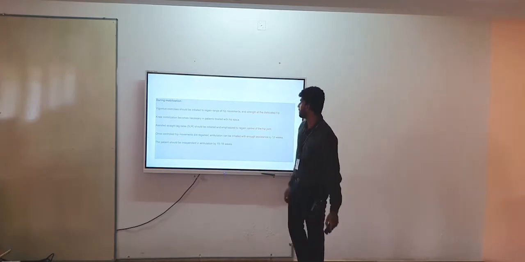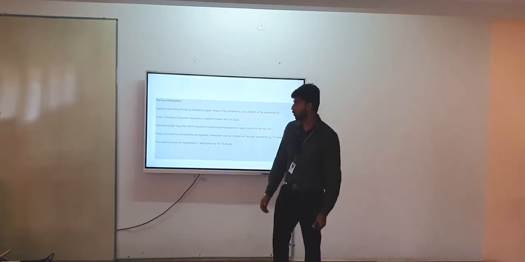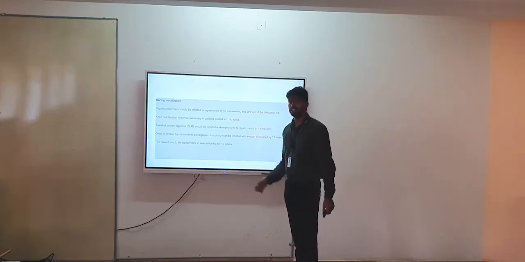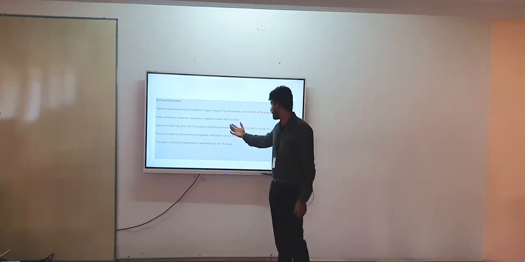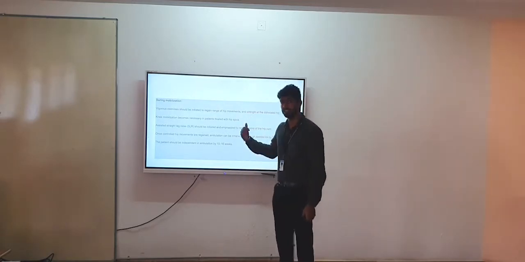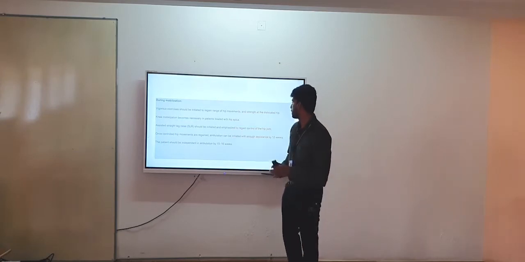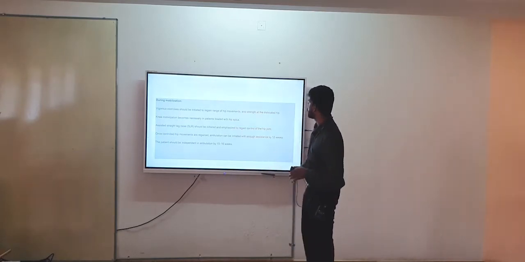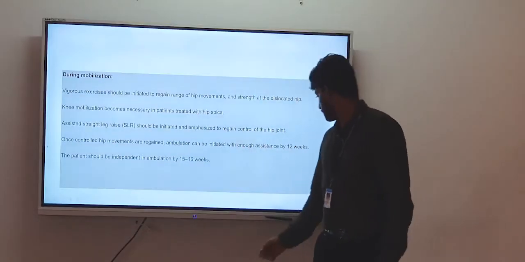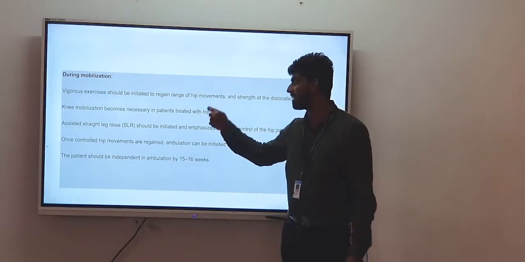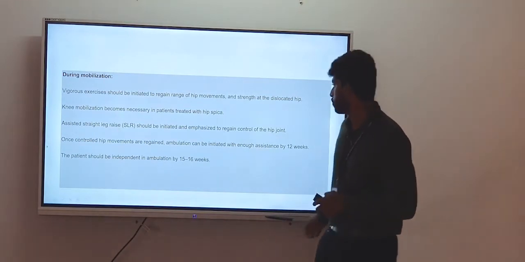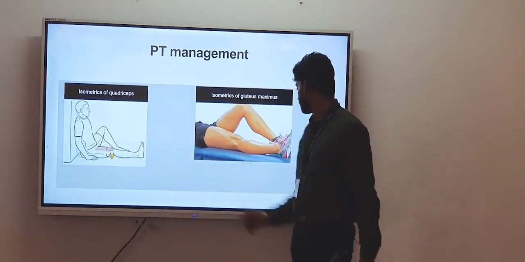Knee mobilization becomes necessary in a patient treated with hip spica. You know, hip spica means from the hip till the ankle, the spica will be there. So knee movement will be restricted when the patient is treated with hip spica. So we have to start early mobilization of the knee. Assisted straight leg raise should be initiated, and exercise to regain control of the hip joint. First we start knee range of motion, then assisted leg raise. Once the knee range is completed, we can ask the patient to proceed once isometrics of quadriceps is done.